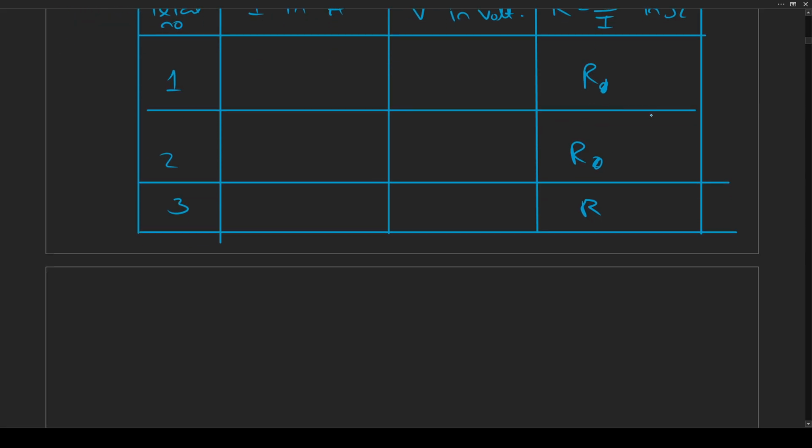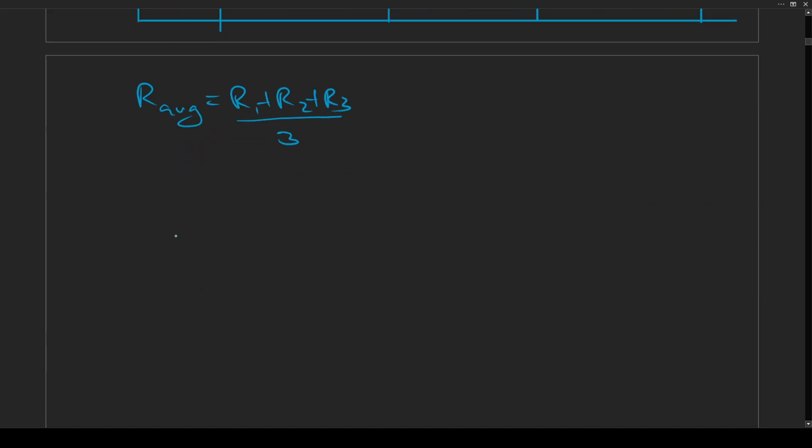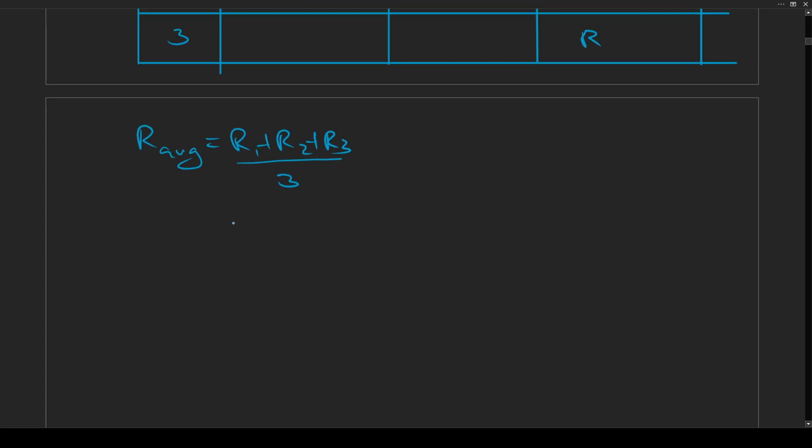So if we get slightly different values, we find out the average R, which is equals to R1 plus R2 plus R3 by 3. This is the average. But since our goal is not to find resistance but resistivity of the wire, we want to find the resistivity of the wire.